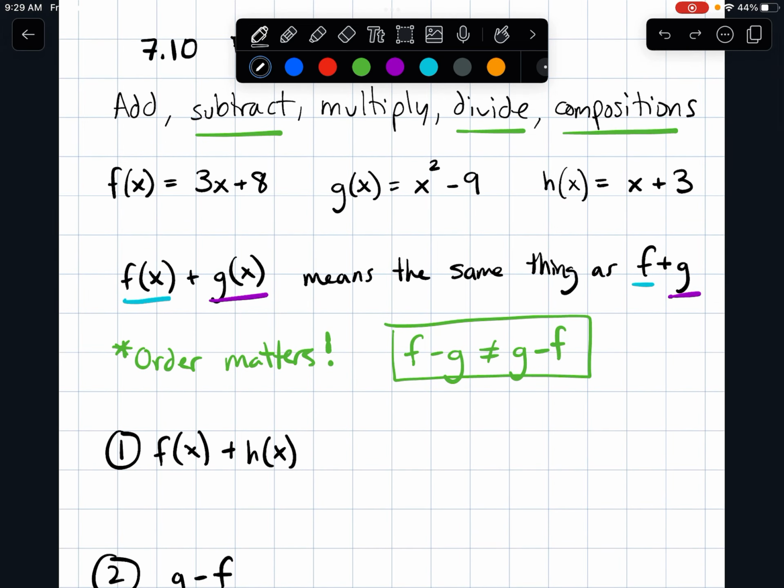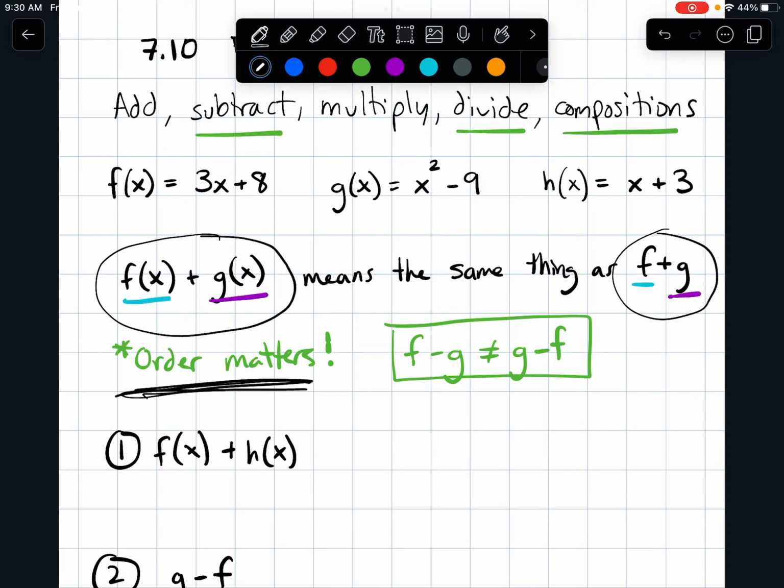So when we add, subtract, multiply, divide, or compose these functions, you're going to see it written one of 2 ways. You might see it written out all the way as f of x plus g of x, or you might see it simply as f plus g. But you have to know that these mean the same thing, all right? One thing you have to be careful of, though, is that the order does matter for some of these operations. Specifically for subtraction, division, and compositions, the order is very important, okay?